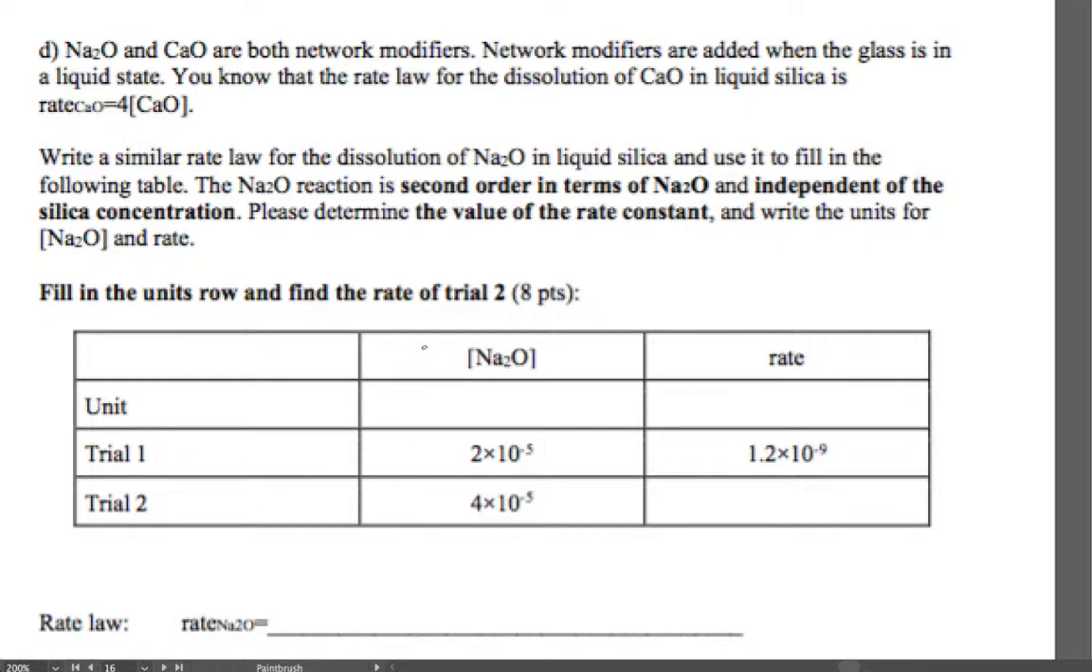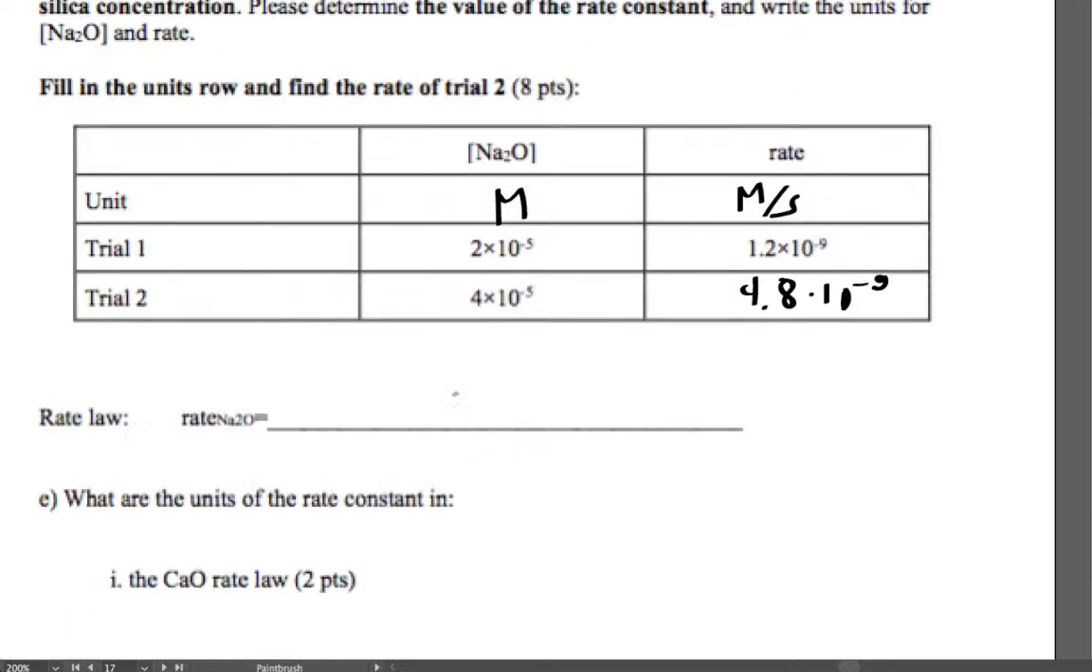Okay. So this one here is obviously molars per second, and here I'll use molars. This one here is actually transformed by 2. That means that this one here must be 4.8 times 4. That's basically how you solve this problem, because again this is a second order term. So the rate law here would be k, a constant, times the concentration of Na2O squared.